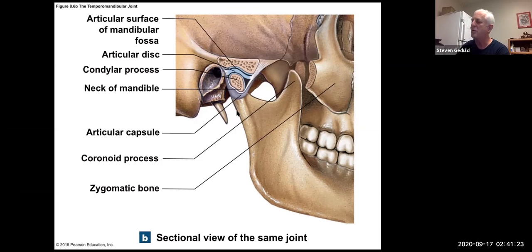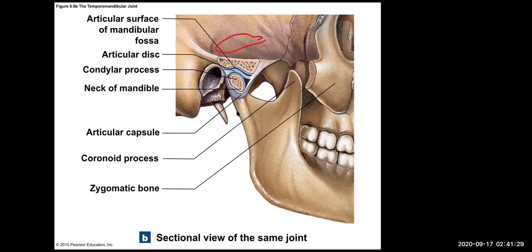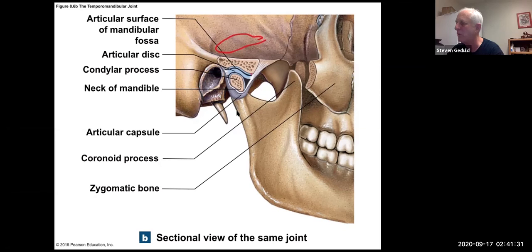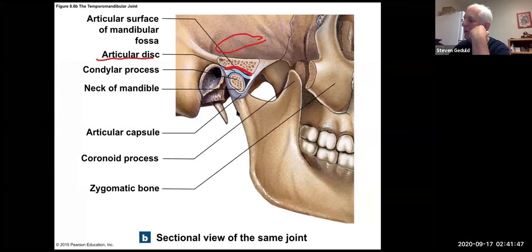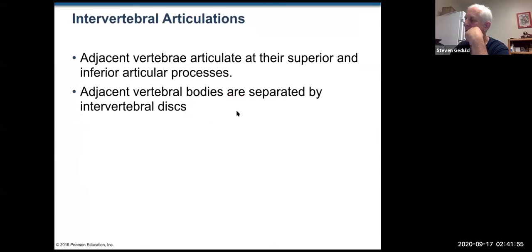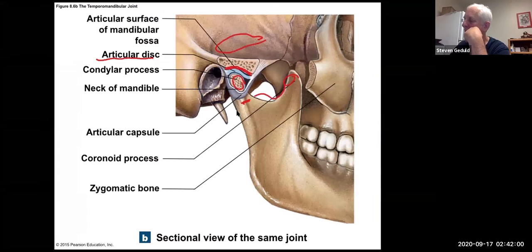All right, so you have your articular surface mandibular fossa. Remember, this is the temporal bone up here. And you have the articular surface going over the bone of the mandibular fossa. Okay. You have your articular disc, which is the disc between the two articular processes of bone, between the mandible and the temporal bone. You have your condylar process, which is the bone of the mandible. You have the neck of the mandible, your articular capsule, which you cut away here. Go backwards. There we go. Coronoid process, mandibular notch, and your zygomatic bone cut away here.